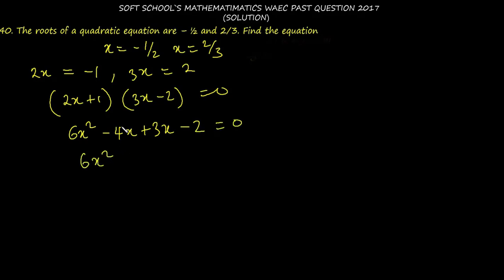Everything is equal to 0. So you have 6x squared minus 4x plus 3x, which is minus x, minus 2, everything equal to 0. This is the equation that will be derived from these roots.